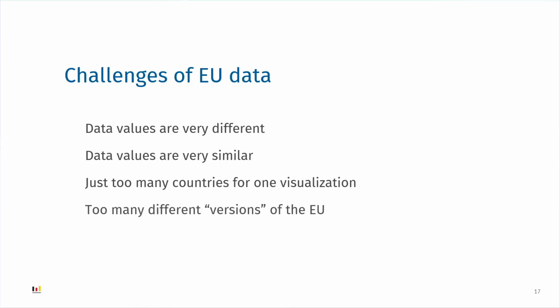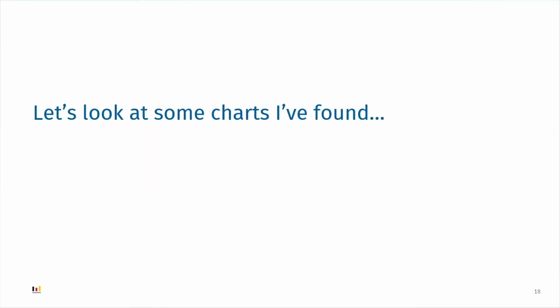Finally, the various statuses of countries and the different versions of the EU over time can be a problem. Examples are candidate countries, the EU as a whole, the Schengen area, EU 27, EU 28, and of course, the UK's status as a former member of the EU. So let's dive into some examples.